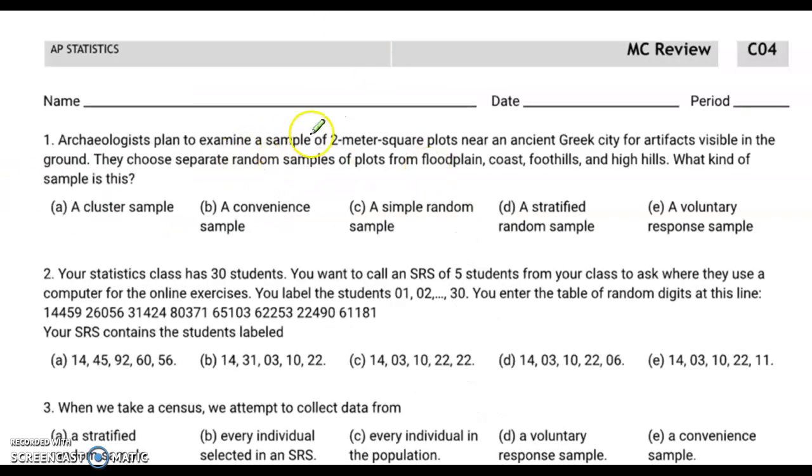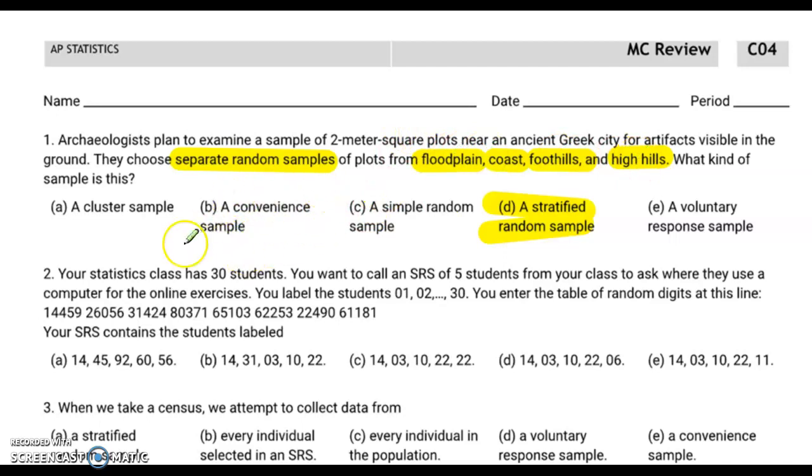In question 1, it talks about sampling 2 square meter plots from all of these different areas, some from floodplains, some from coast, some from foothills, and some from high hills. The important part of this is we're doing separate random samples from each of these 4 different strata. As soon as you think of strata, you should think of stratified random sample. We're not doing voluntary response because the different areas don't choose whether or not to respond. A simple random sample wouldn't have them separated first.